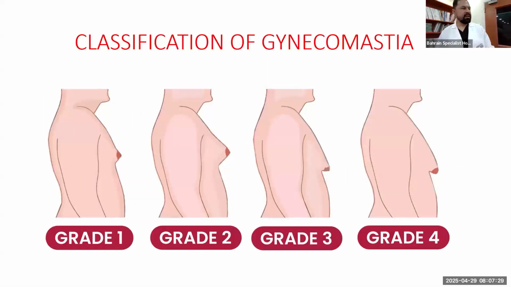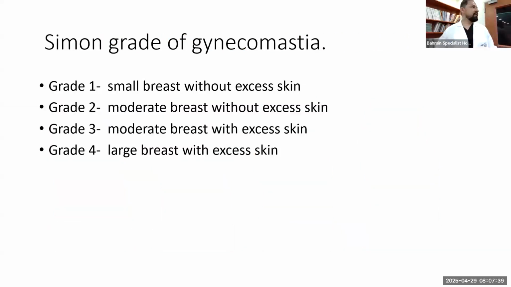It is classified as grade 1, 2, 3, and 4 based on the volume of the excess fat or gland present on the chest wall. So this classification is based on Simon grade of gynecomastia. Grade 1 is small breast without excess skin. Grade 2 is moderate breast without excess skin. Grade 3 is moderate breast with excess skin. And grade 4 is large breast with excess skin.